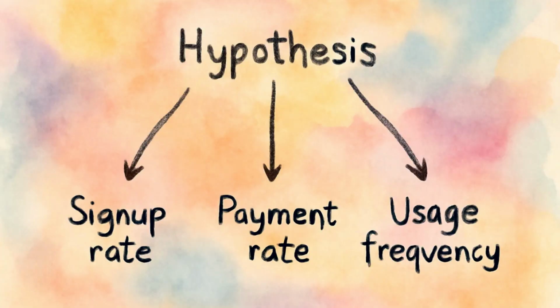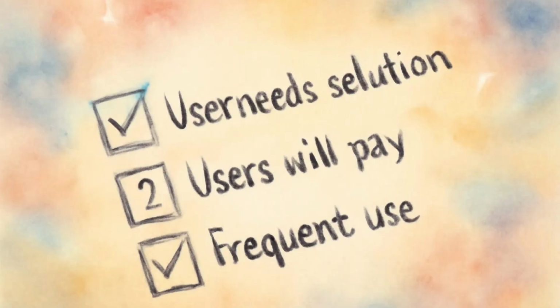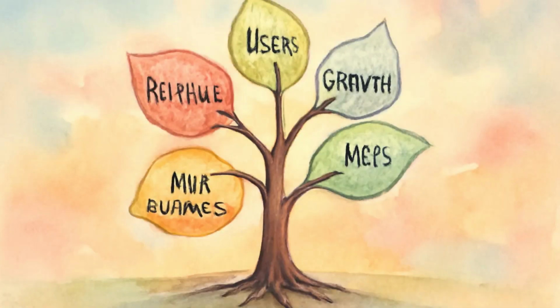In summary, collecting and analyzing MVP data is about learning faster and smarter. Define your hypotheses, track the right metrics, combine numbers with human insights, and iterate based on evidence. The goal isn't perfection, it's progress. Because every data point brings you one step closer to building a product people can't live without.